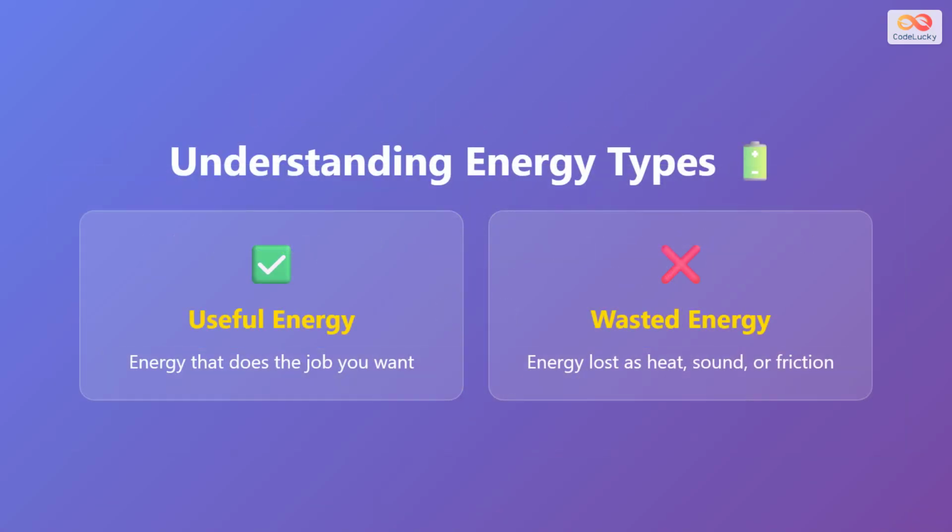To understand efficiency better, we need to know about two types of energy. First, there's useful energy. This is the energy that does the job you want. For example, in a light bulb, the useful energy is the light it produces. Second, there's wasted energy. This is energy that gets lost, usually as heat, sound, or friction. In that same light bulb, the heat it produces is wasted energy because we wanted light, not heat.